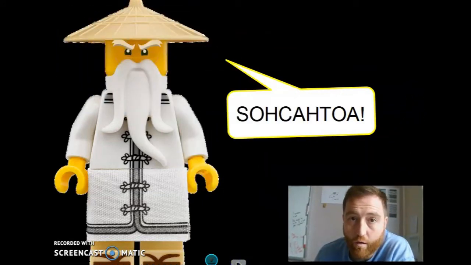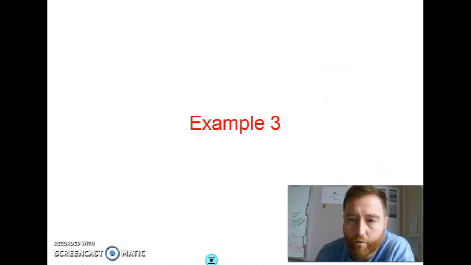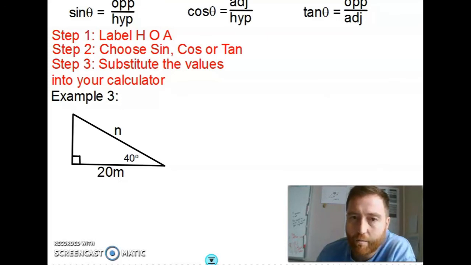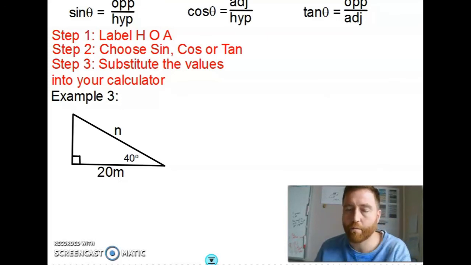Remember that word. Here we go. Example number 3. Right, there is the last 2 will multiply. This next example is a little bit trickier, but the steps are still the same.